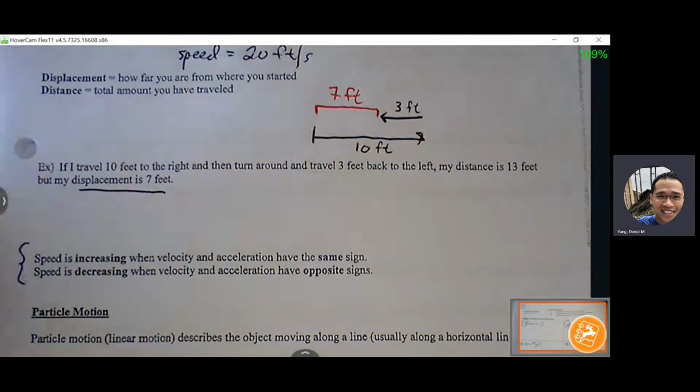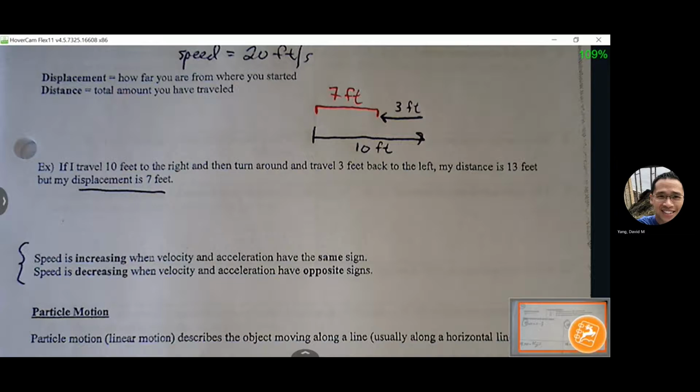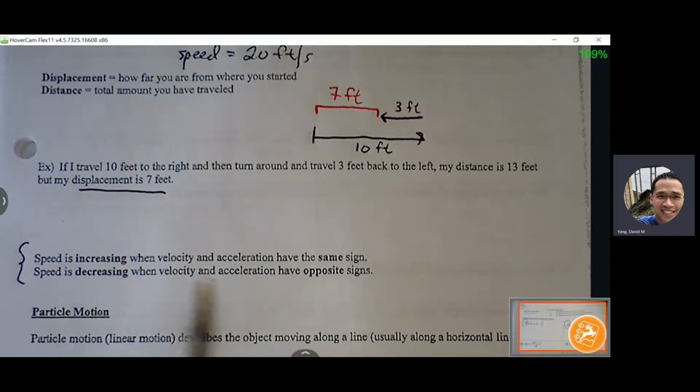Okay, we're going to try to get to these topics. If we don't, we can cover tomorrow. But the idea is that speed is increasing. We can say that the particle's speed is increasing when the velocity and acceleration have the same signs. So if velocity and acceleration at that moment in time are both positive, or if they're both negative, then we can say that the speed is increasing for that moment in time. Speed is considered decreasing when the velocity and acceleration have opposite signs. So if one is positive and the other is negative, then we can say that the speed for that particle is decreasing.